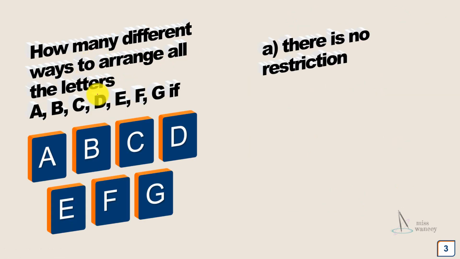Okay, so how many ways are there to arrange all the letters A, B, C, D, E, F, G? If there is no restriction, that means we are going to arrange everything. So 1, 2, 3, 4, 5, 6, 7. You can use 7 factorial, which is 5040. If we refer to the previous slide, I'm not using the first method because I have 7 letters, so it can be quite tedious for me to list down all the possible outcomes. So I simply use the second method, which is 7 factorial.